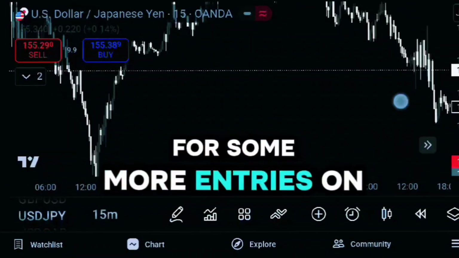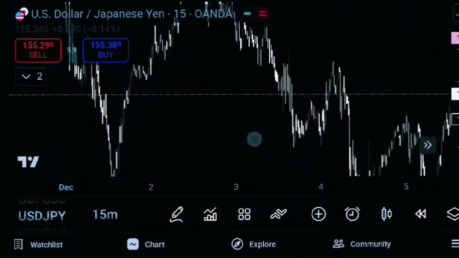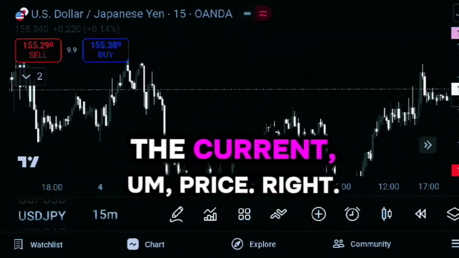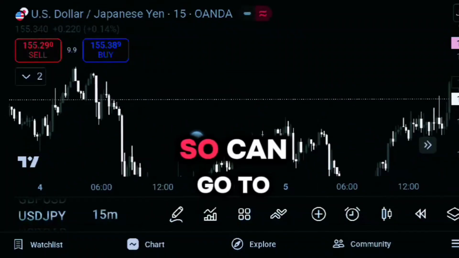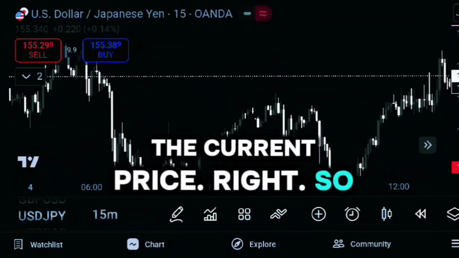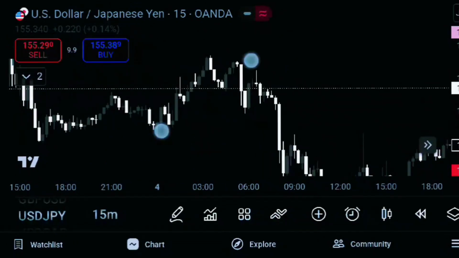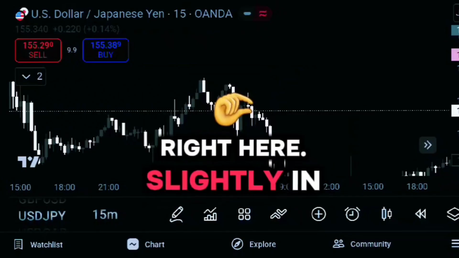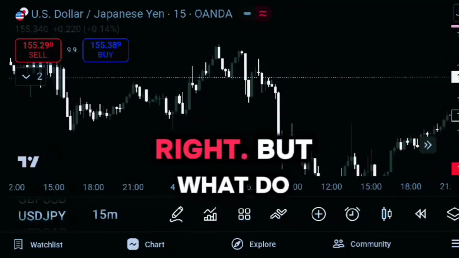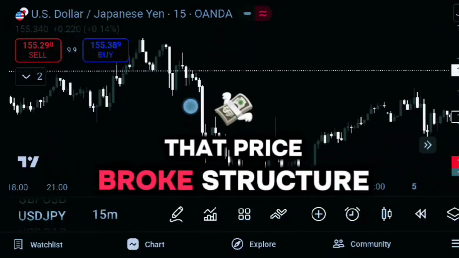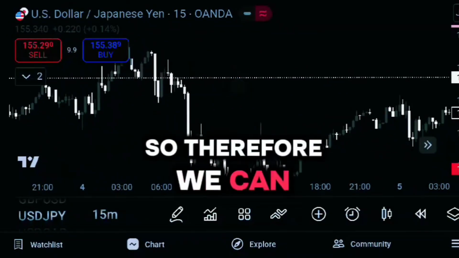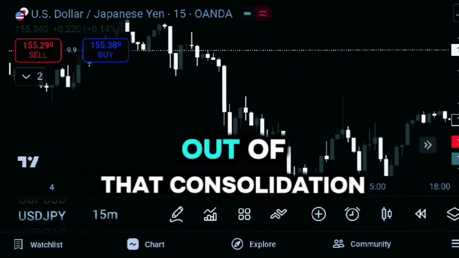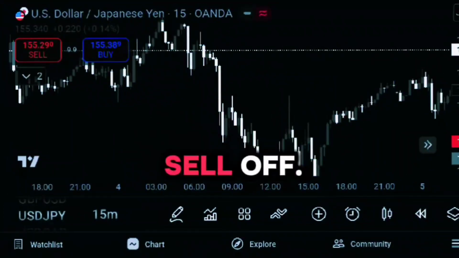We're going to look for some more entries on this order block. Alright, so we can go to the current price, right? So we have where the price was slightly in an uptrend, or consolidating, right? But what do we realize? That price broke structure right here, so therefore we can confirm that it was in a consolidation stage, right? And then it broke out of that consolidation stage and started to sell off.